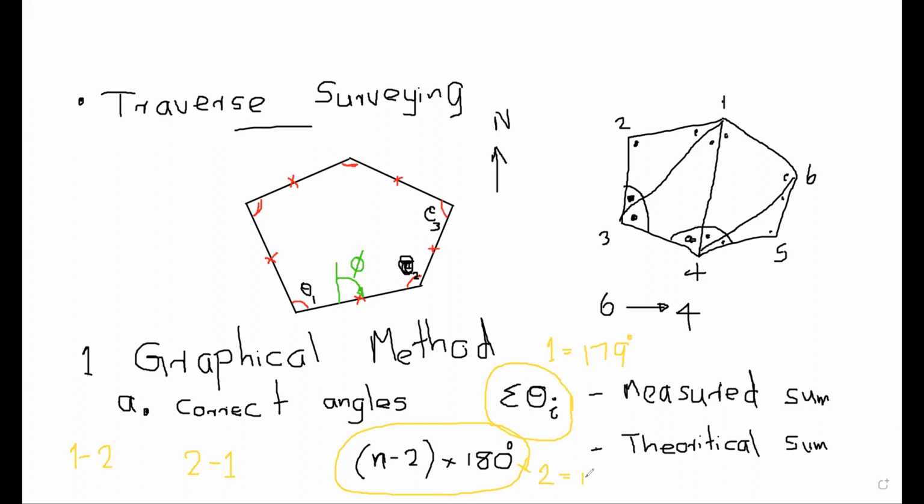If 2 is 180. For the first one, you get minus 1 degree. For the second one, you get plus 1 degree. So they are not the same. Plus 1 and minus 1, they are not the same. Quantity wise, it is the same, but they have opposite signs.